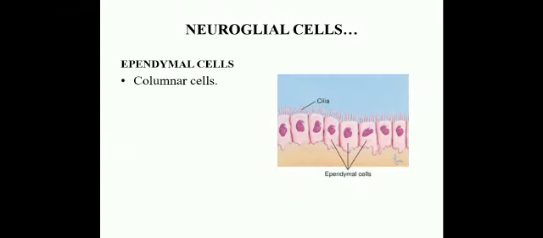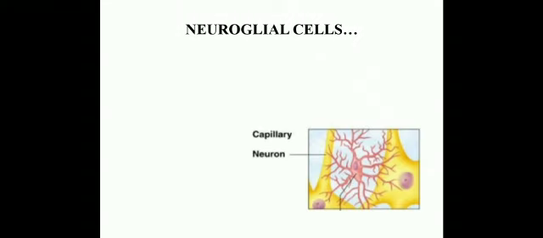Ependymal cells, these are columnar cells. It lines the cavities of the central nervous system and it secretes cerebrospinal fluid. The other neuroglial cell in the CNS is the microglia, which act as macrophages of the central nervous system.